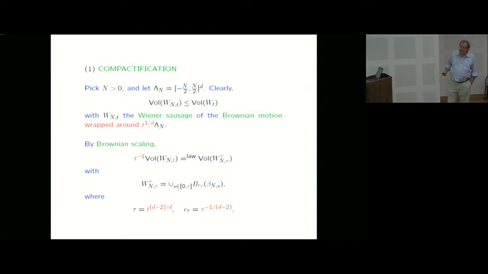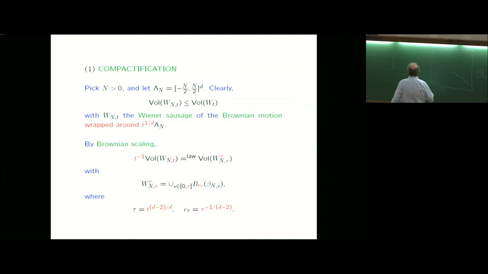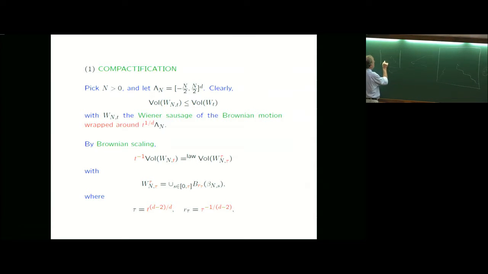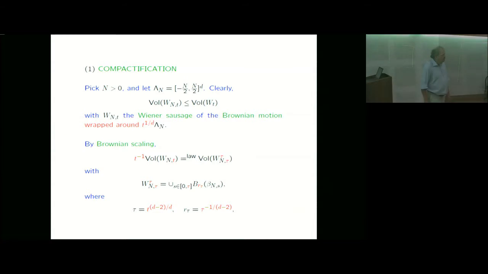And then once I have done this wrapping, I'm going to apply Brownian scaling. So I'm going to say, this was my box, but let me now scale the whole problem to become a Brownian motion that is really living on this finite box. This you can do by simple Brownian scaling. So if you multiply time by something, you have to multiply space by the square root of it.